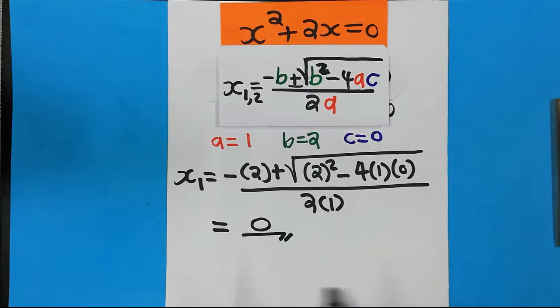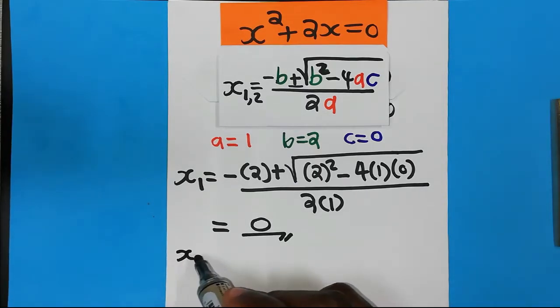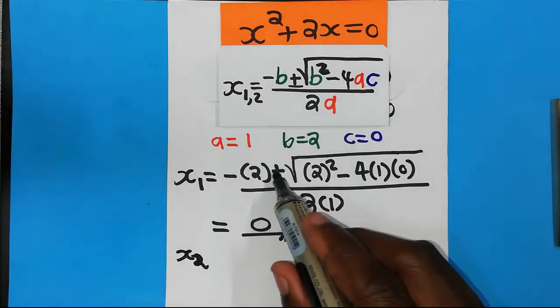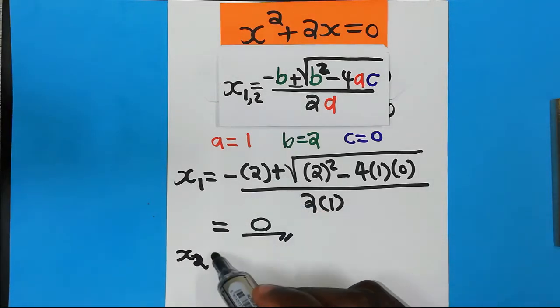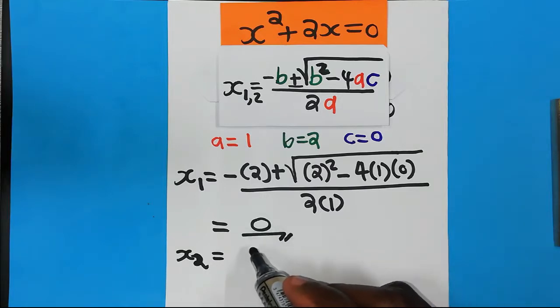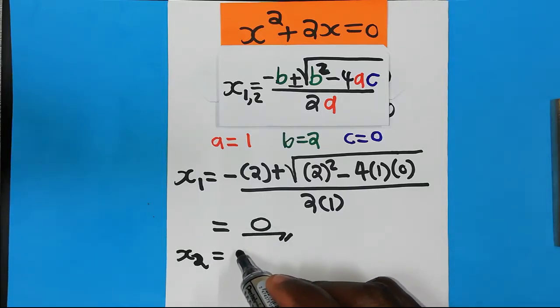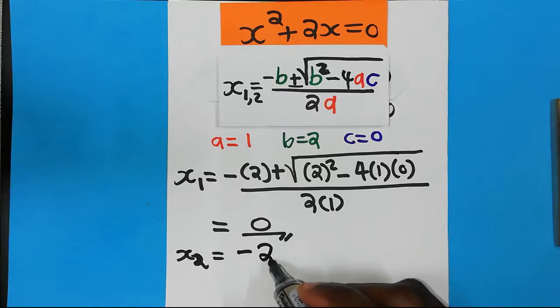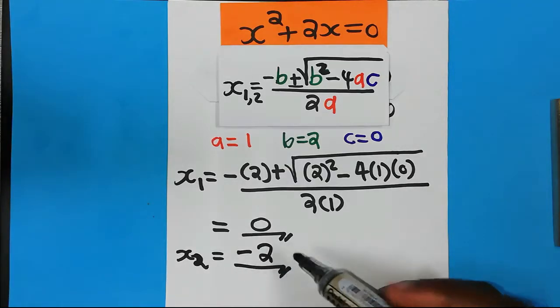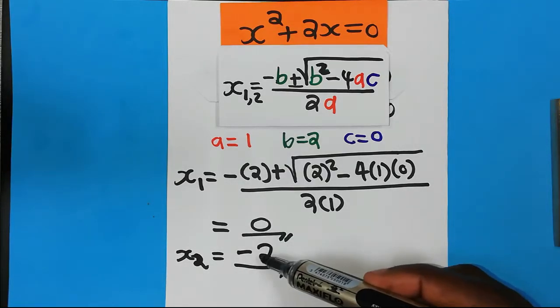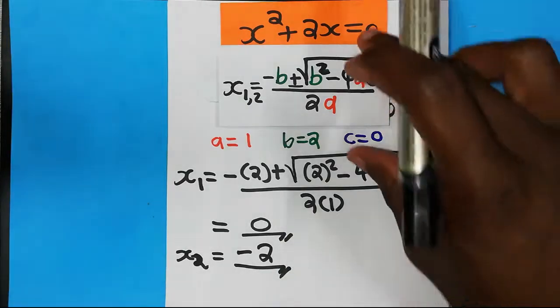Okay. Now, when I change this positive sign to a negative sign, the answer that you get will be -2. All right. So 0 and -2 are the values of x.